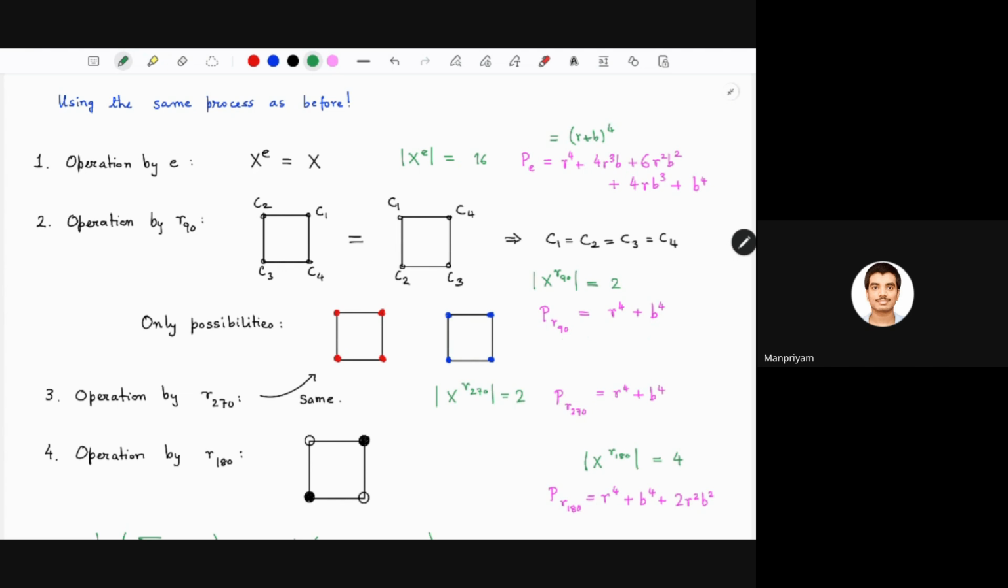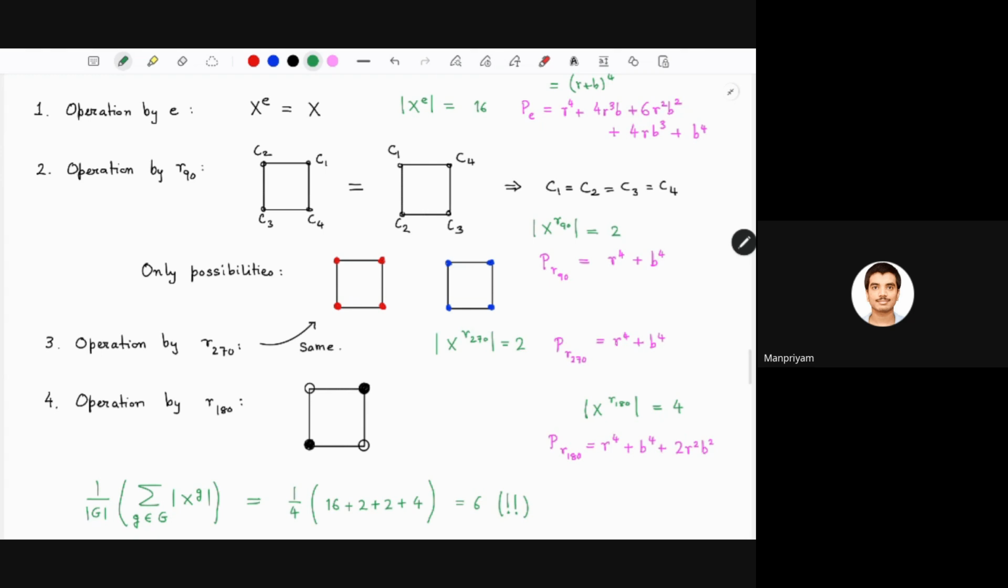This is the polynomial. By the way, these are polynomials in r and b. I'm suppressing that P bracket r b there. Similarly, by 270 it's the same, and for 180 there's more of them, right? For 180 you get all four red, all four blue, and two red, two blue. Then you get two of them, right? So this is exactly r square plus b square, whole square.